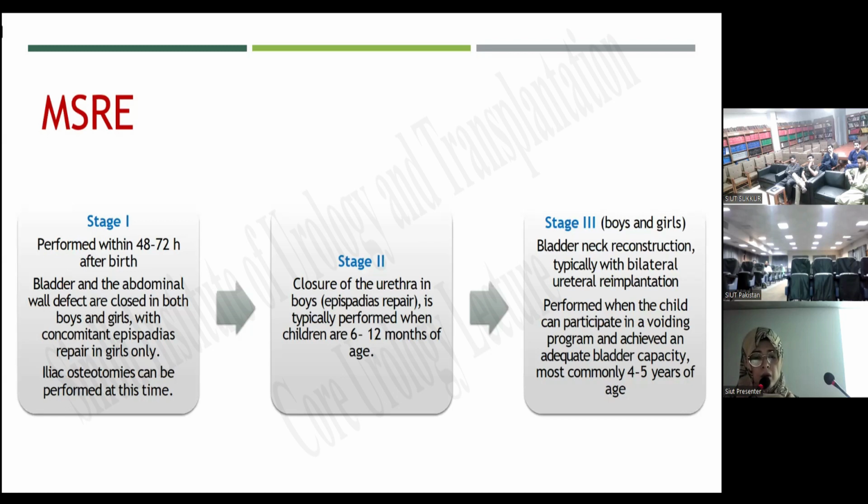Stage two involves the epispadias repair, which is usually performed at the age of 6 to 12 months in a male child. Stage three consists of the bladder neck reconstruction. It is usually performed at the age of 4 to 5 years, and along with the bladder neck reconstruction, the bilateral ureteric reimplantation is done.